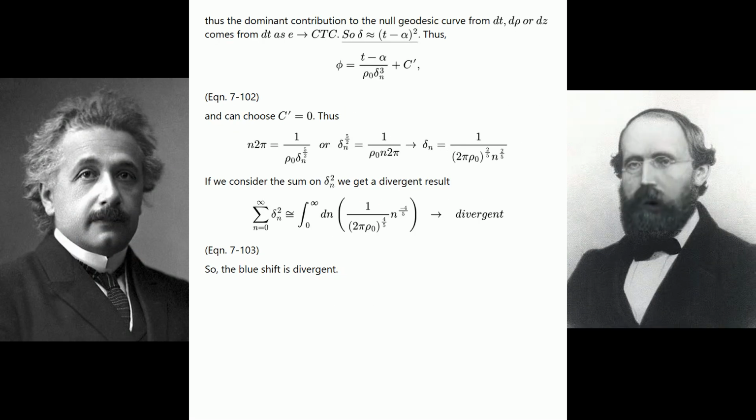Thus the dominant contribution to the null geodesic curve from dt, d rho and dz comes from dt as E approaches the CTC. So delta almost equals t minus alpha squared over a bar. Thus, equation 7-102. And can choose c prime equals 0. Thus, see the equation shown. If we consider the sum on delta sub n squared, we get a divergent result. Equation 7-103. So, the blue shift is divergent.